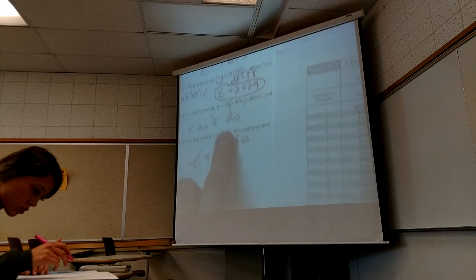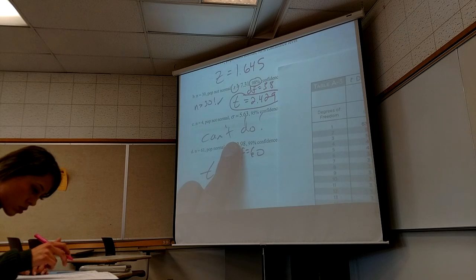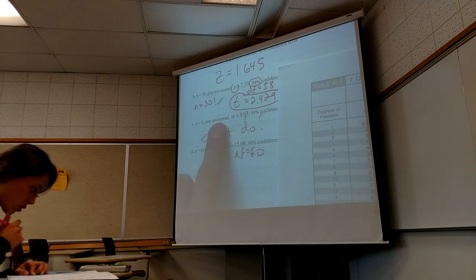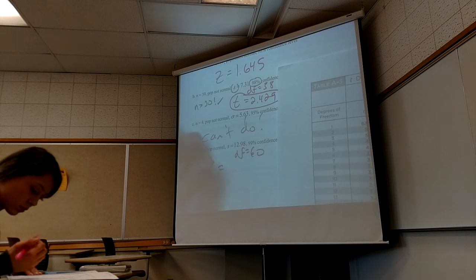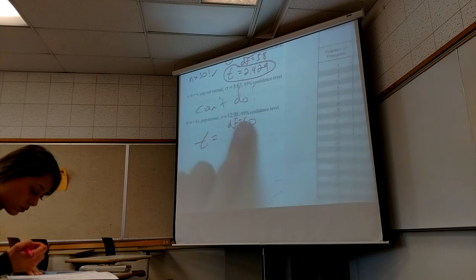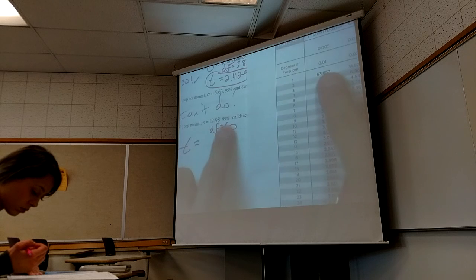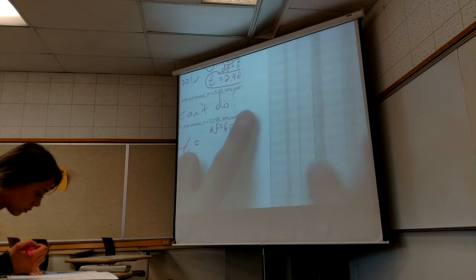Oh, this one? Is it normal? It's not normal, and n is not big enough to save it. So if it's not normal, I can't do anything. So what T-score do I get? I'm going to use this first column, stop at 60. 2.660.